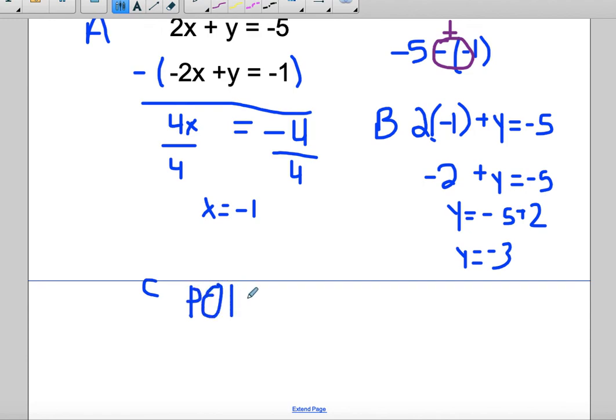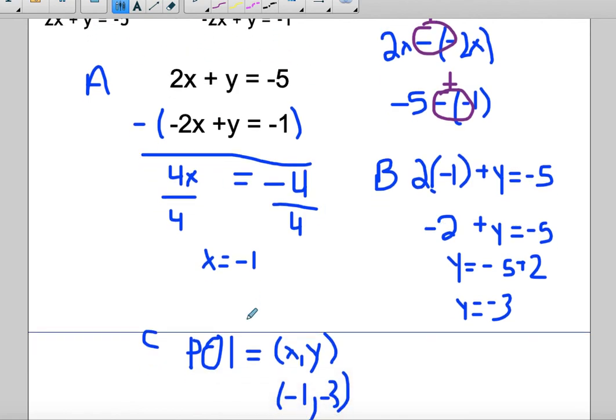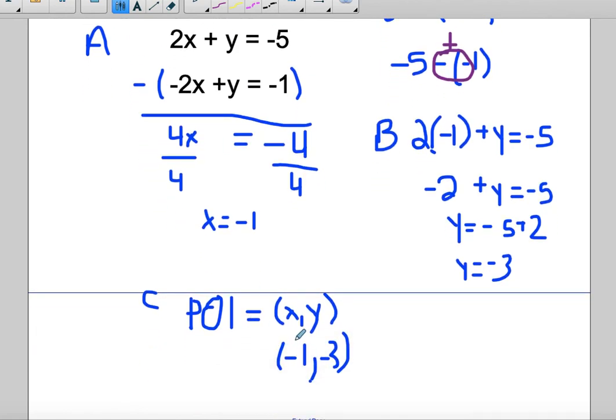So finally, what we do is our part C, and we say point of intersection, that's an O, equals our set of coordinates, x, y, and then you fill in your coordinates. x is -1, y is -3. And just a reminder, what this actually means is when you graph these two lines on the same Cartesian plane, they would cross when x is -1 and y is -3.